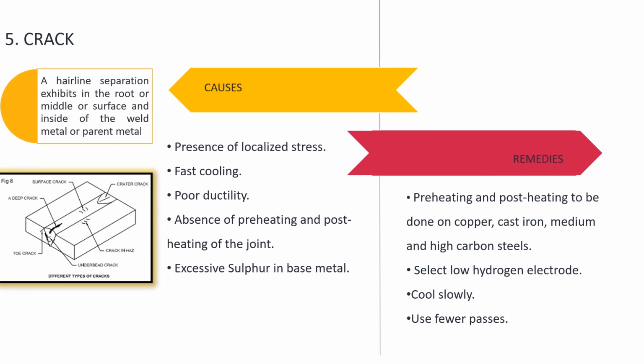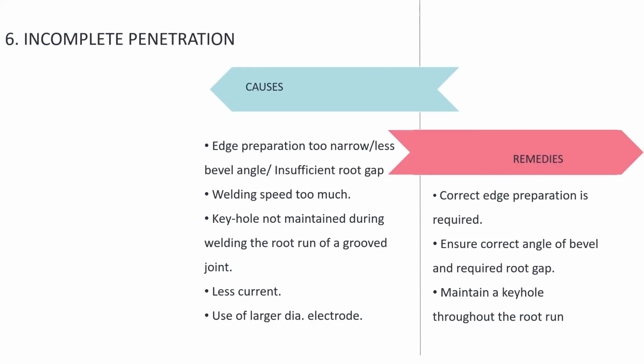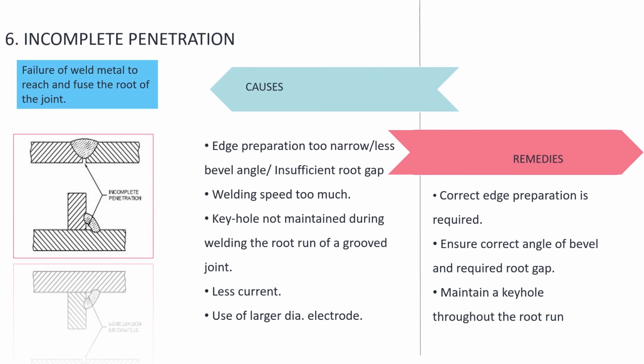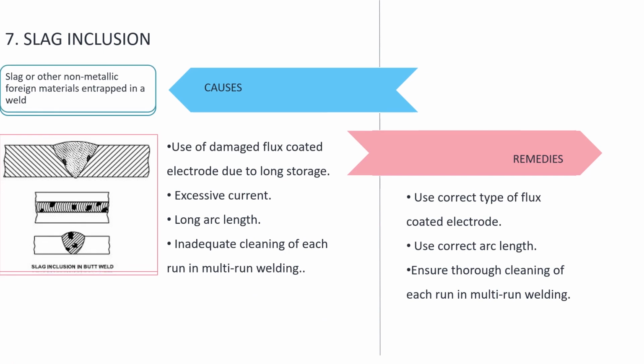Fifth, cracks. A hairline separation exhibited in the root, the middle, or the surface and inside of the weld metal or the parent metal. Sixth, incomplete penetration: failure of weld metal to reach and fuse the root of the joint. Seventh, slag inclusion. Slag or other non-metallic foreign materials entrapped in a weld is called a slag inclusion.